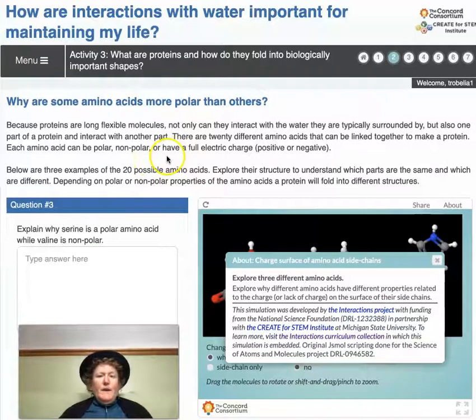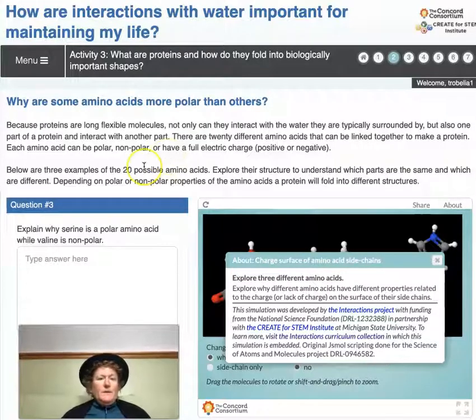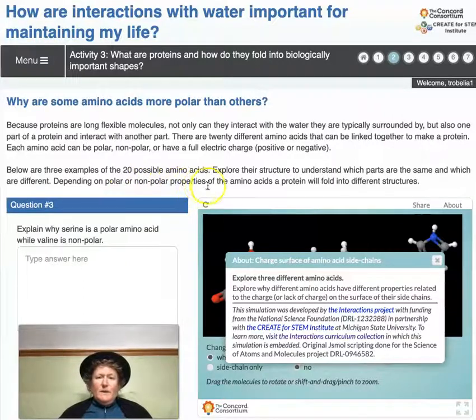with another part. There are 20 different amino acids that can be linked together to make a protein. Each amino acid can be polar, nonpolar, or have a full electric charge, positive or negative. Below are 3 examples of the 20 possible amino acids. Explore their structure to understand which parts are the same and which are different. Depending on polar and nonpolar properties of the amino acids, a protein will fold into different structures.